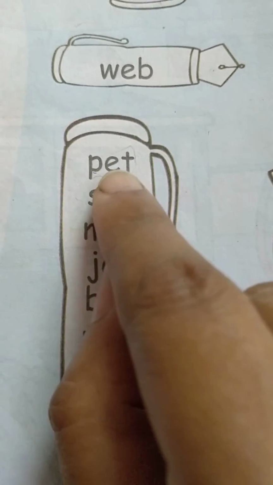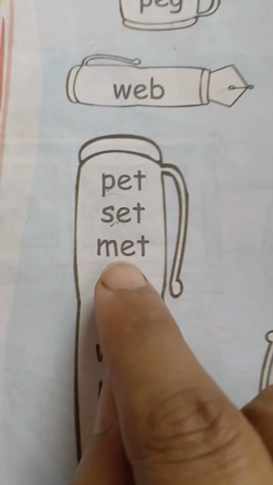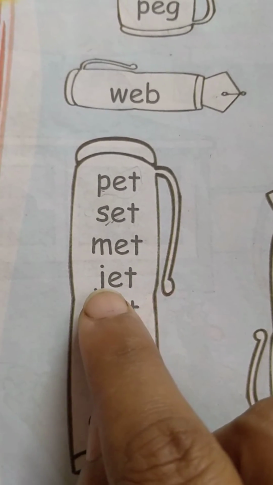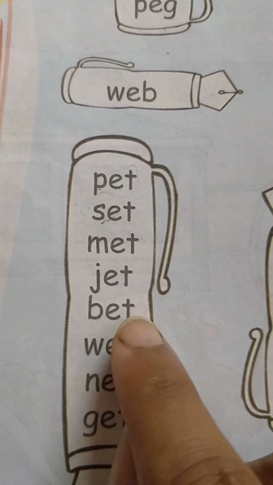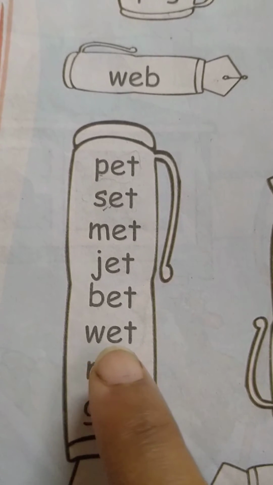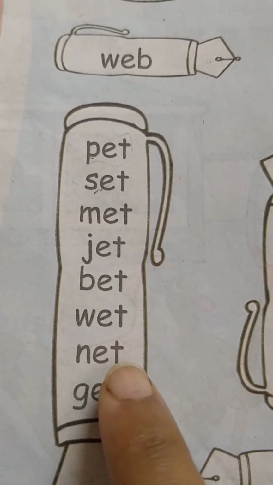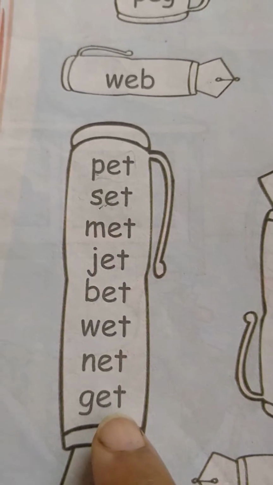P, a, t, pet. S, a, t, sit. M, a, t, met. J, a, t, jet. B, a, t, bet. V, a, t, wet. N, a, t, net. G, a, t, get.